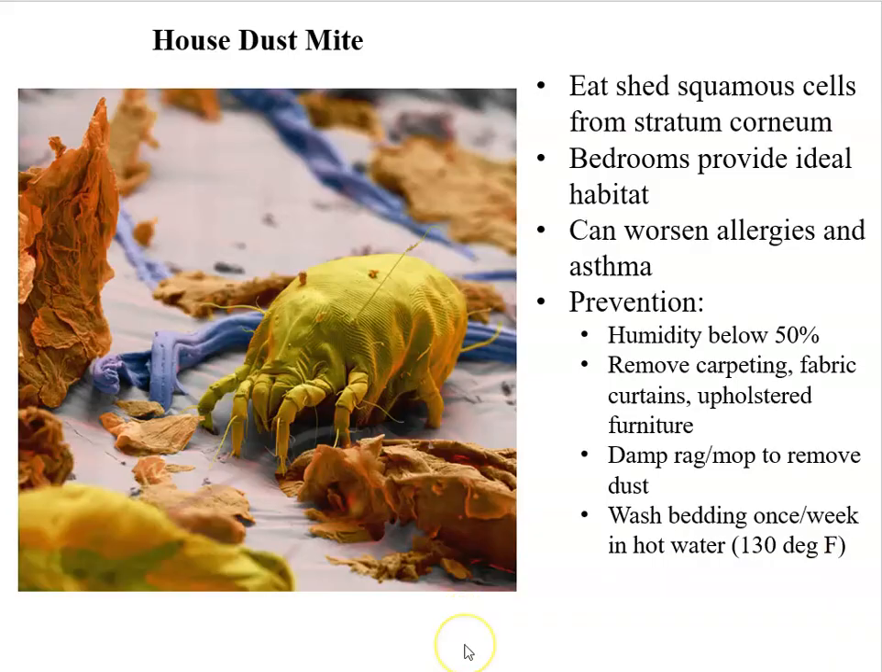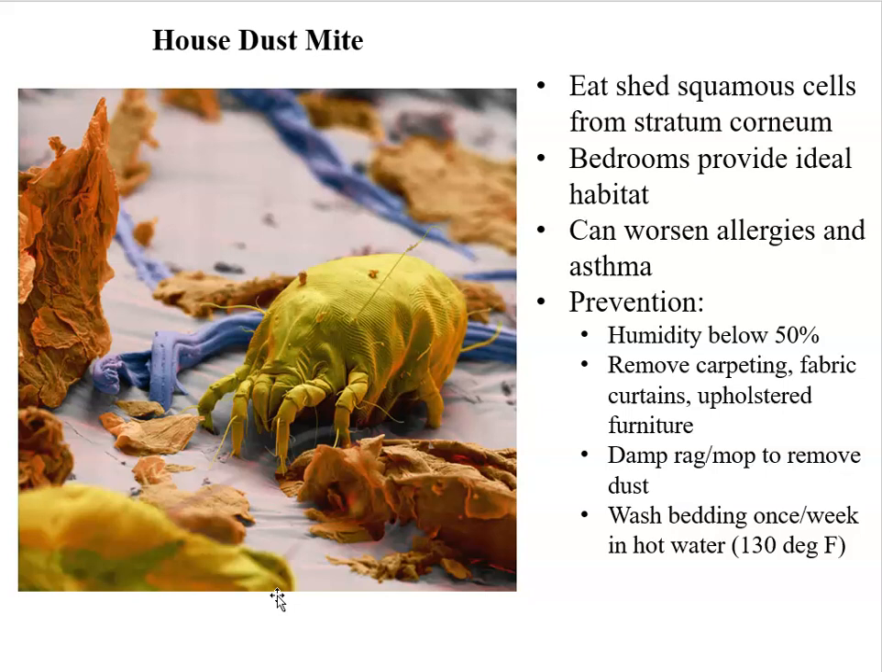Now, we're always losing these cells, right? It's a big component of household dust. And unfortunately, one of the many diverse organisms that surrounds us really likes those cells, and that is this house dust mite. The mite is an arachnid, so it's related to spiders and scorpions, and it's usually pretty harmless in general.